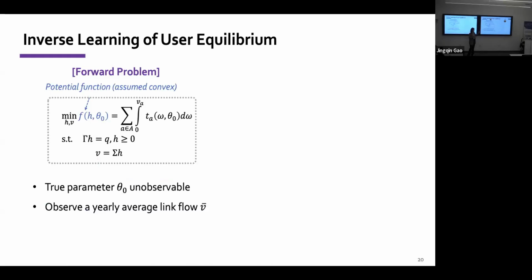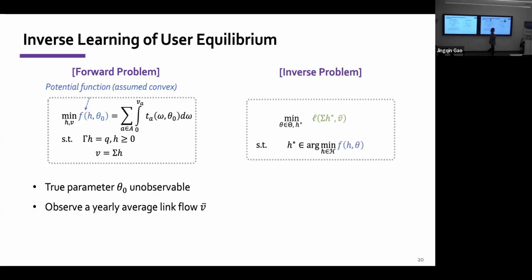So here's the setting. Given this, we want to build a forward problem, but the functions have parameters. To get back to your question, it can be the parameters of the link performance functions, or the parameters of the demand functions or route choice preferences, depending on what component you think needs calibration. And these parameters are not observable. Suppose we do have a yearly average link flow, which is called v bar. So here comes the inverse problem. That is, we want to find a flow, denoted by h star, that can satisfy the equilibrium conditions.